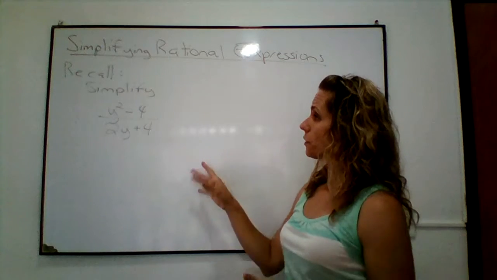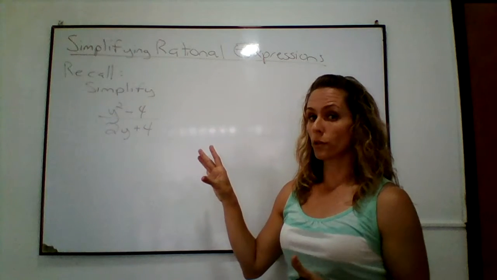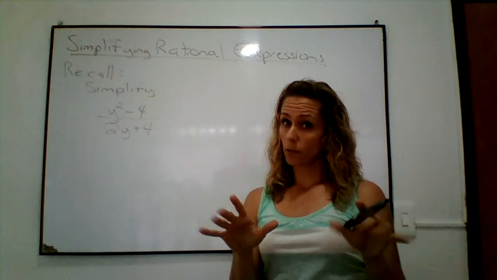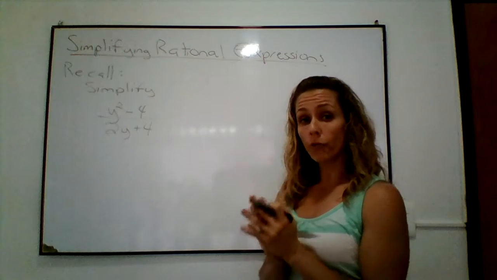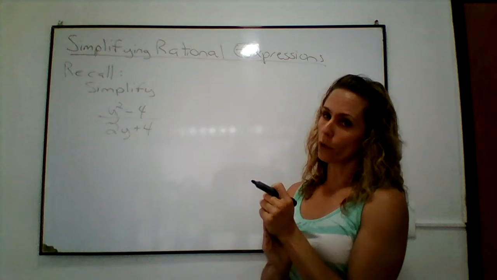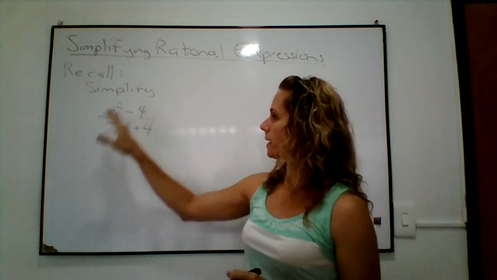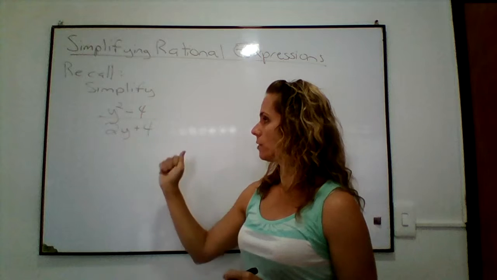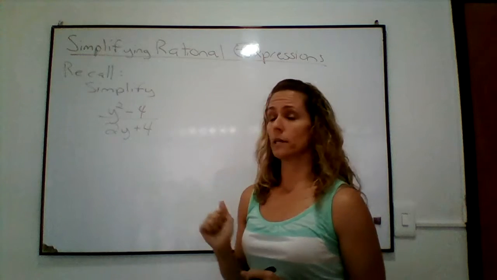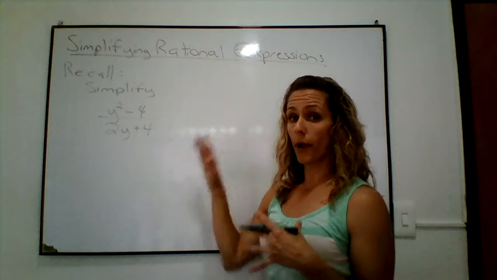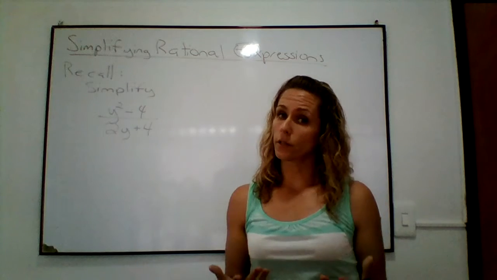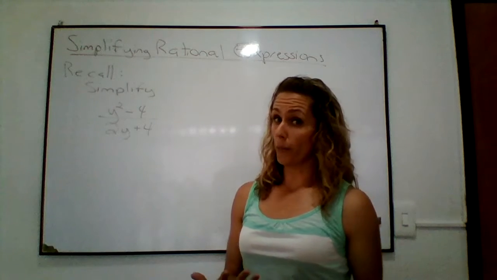So I often tell students, a lot of what we do with rational expressions, when in doubt, factor it out. Once you've done all your factoring possible, then you can look for common factors. So understand that y squared minus 4, 2y, and positive 4 are all just terms of the numerator and the denominator. They are not factors of the numerator and the denominator.